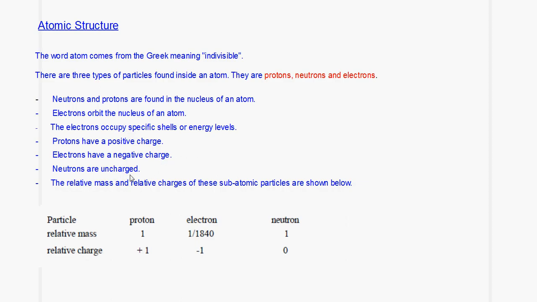Neutrons are uncharged particles. The relative mass and relative charges of these subatomic particles are shown below. So the relative mass of a proton is 1. The relative mass of an electron is 1 over 1840. And the relative mass of a neutron is 1. The relative charge of a proton is +1. The relative charge of an electron is -1. And the relative charge on a neutron is 0. You need to be familiar with this table.